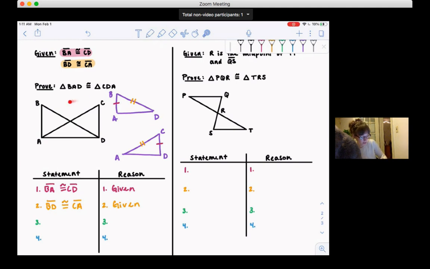And we see in the figure where the triangles are overlapping that they share a side, right? AD and DA. And we can see that on our separated figure. This side is labeled AD. The side on this triangle is also labeled AD. So we know that AD has to be congruent to itself. So we're going to get a third match here.